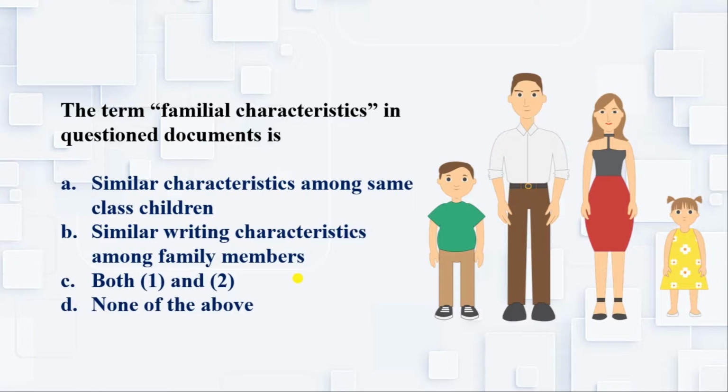The next question is, the term familial characteristics in questioned documents is? The correct answer is B, similar writing characteristics among family members. For all those who belong to a biology or genetics background, you must be aware of the fact that the word familial refers to people having some genetic relationship or people sharing a common genetic descent. So in this case also, the term familial characteristics in case of questioned documents is the similarities in the writing characteristics found in the people of the same family or those who are somewhat genetically related.